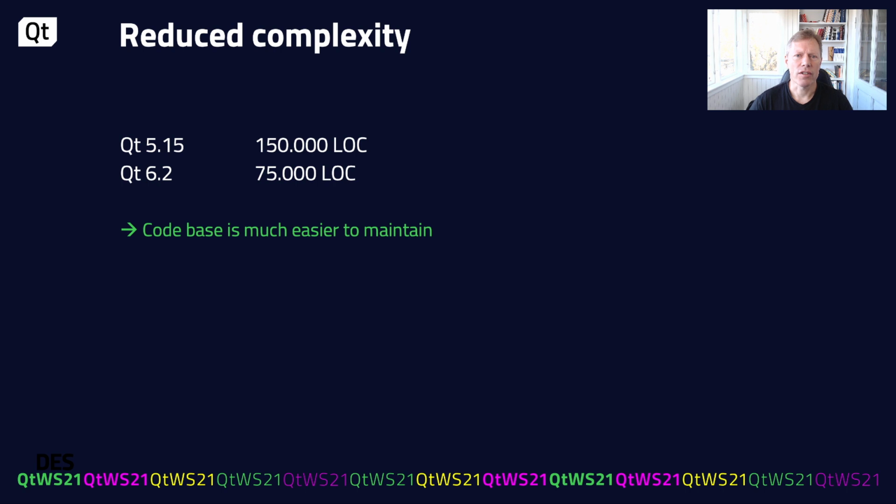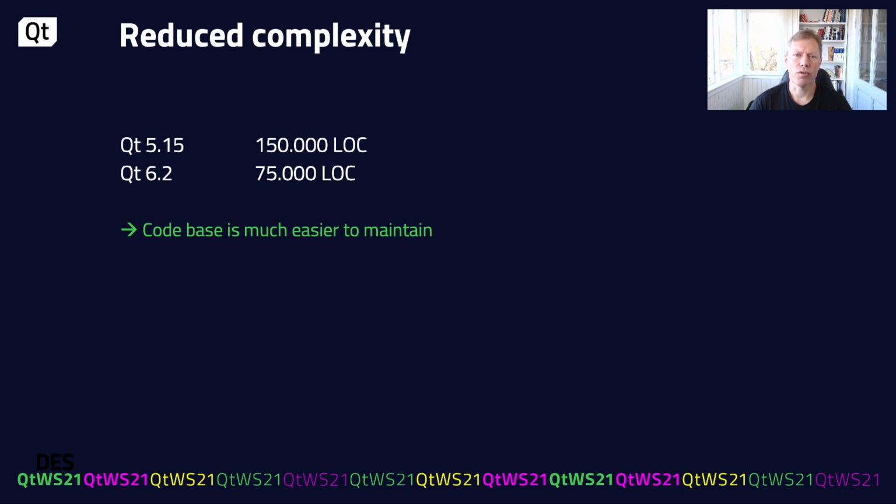Altogether, those changes significantly reduced the complexity of our code base. Where we had 150,000 lines of code in Qt Multimedia in 5.15, we're now down by 50% and have around 75,000 lines. That cuts the complexity in half and the amount of code that we need to maintain in half, allowing us to move faster and implement new features and new functionality faster.